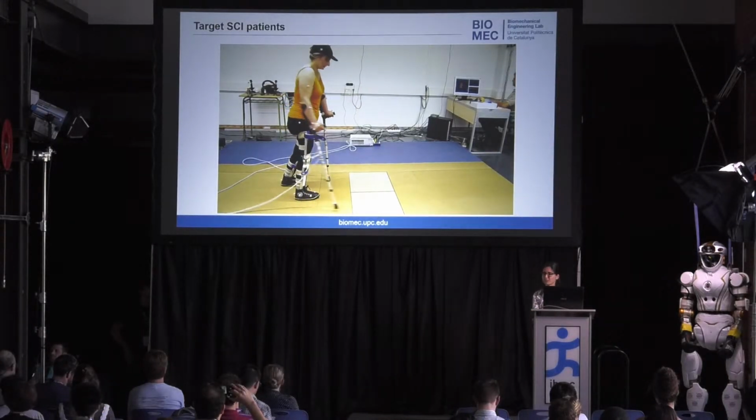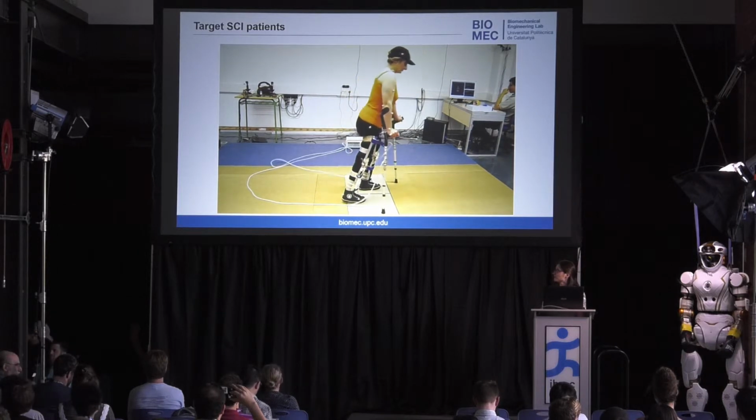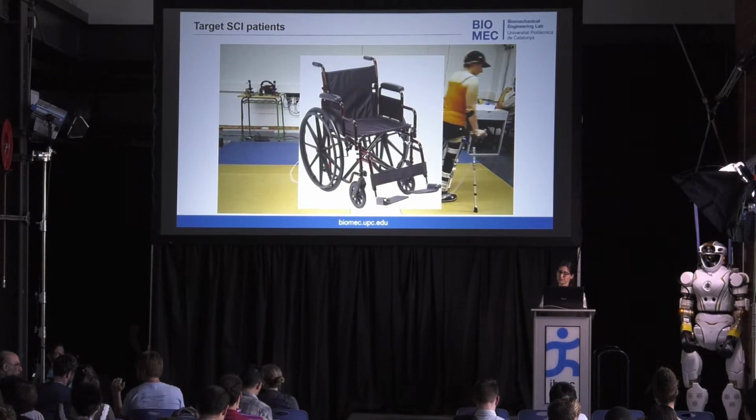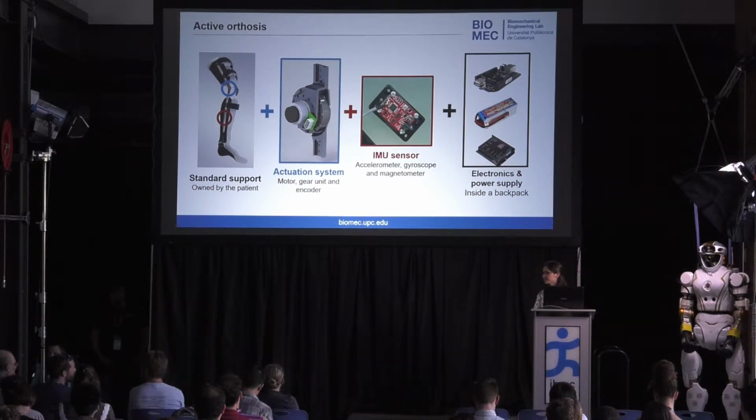So these patients are able to walk with passive braces and crutches, but this type of walking is very exhausting for them, so they usually use wheelchairs. Our idea is to use these passive supports and add a motor at the knee and a sensor at the shank to detect gait events, and all the electronics and power supply go inside a backpack.